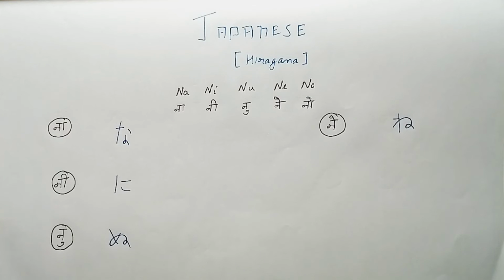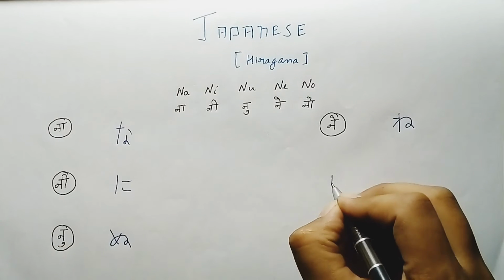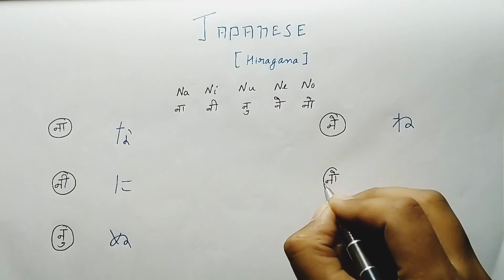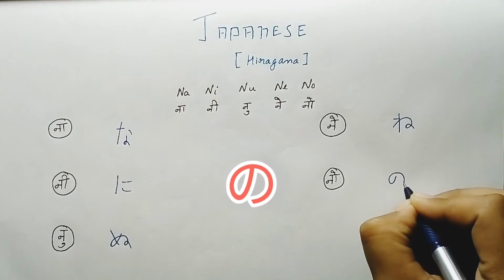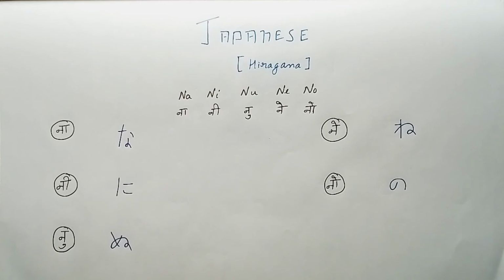Our fifth alphabet is no. 1. Let's see a few words from these alphabets.